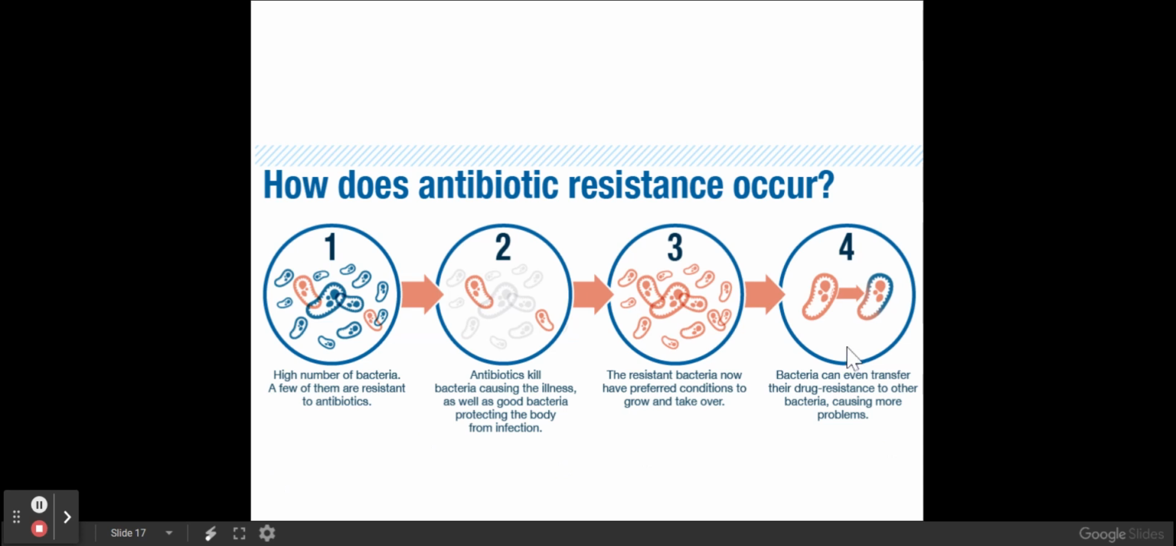Bacteria are also interesting in that they reproduce asexually, but they have mechanisms for sharing genes, so they can actually pass that on to other bacteria. Again, we'll talk more about this, but it's an interesting example of evolution by natural selection that we can observe in real time.